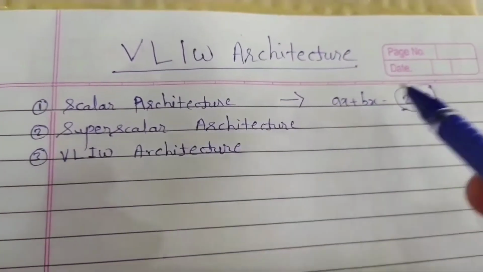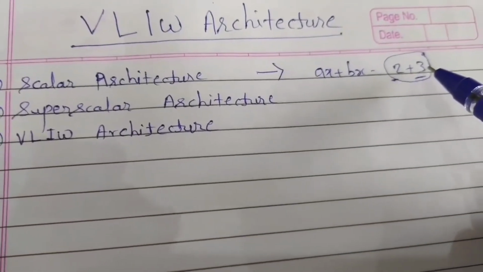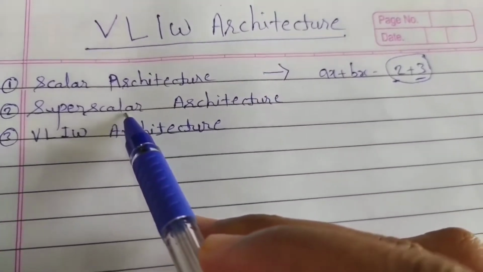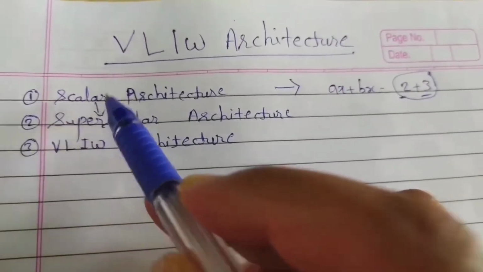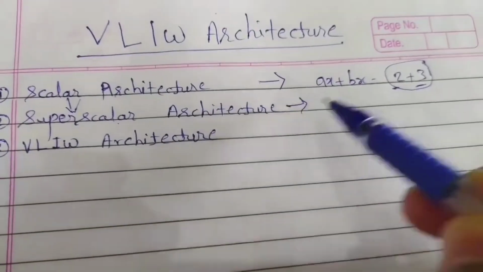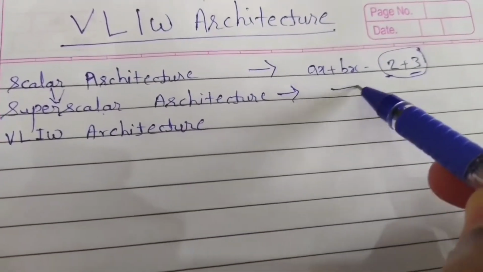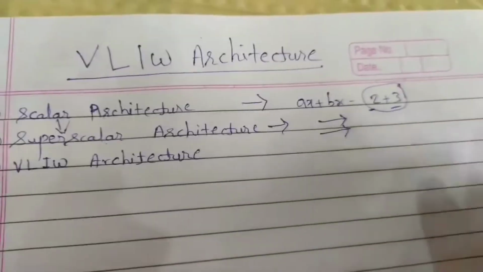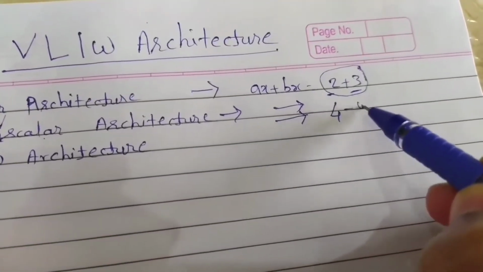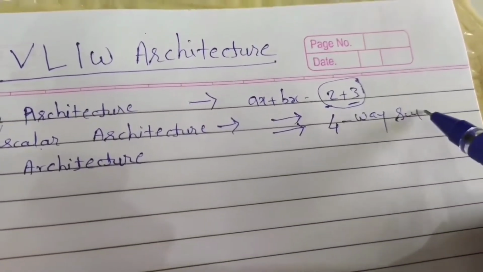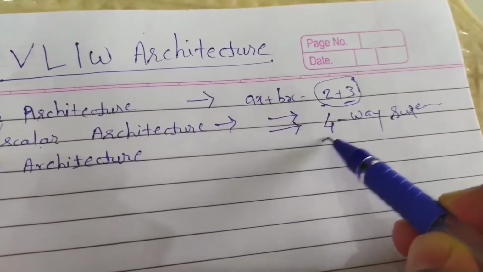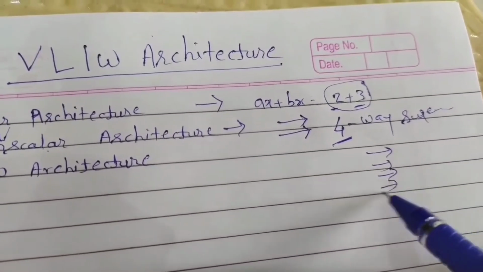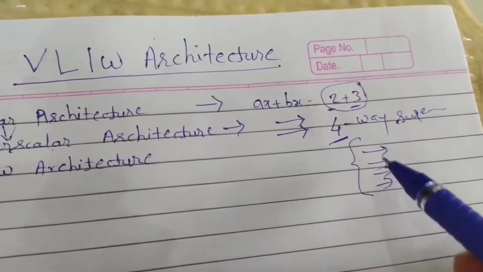Instead of that, if you have multiple pipelines, so you can perform multiple operations together, and that architecture or that processor is called as superscalar processor. That's why it is an advanced version of scalar processor. So here there are multiple pipelines. One pipeline will do one operation, at the same time another pipeline can do another operation. Suppose it is a 4-way superscalar architecture, so it can perform 4 operations together. So there will be 4 pipelines. So these 4 pipelines will perform 4 operations together.